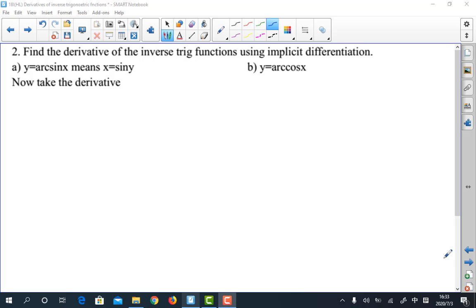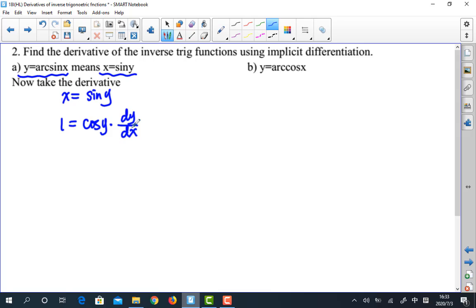Right now, we need to find the derivative of the inverse trig functions using implicit differentiation in section 2. Let's find the derivative of y equals arc sine x. So if I want to find its derivative, I need to change this one back to x equals sine y. Based on x equals sine y, I can apply implicit differentiation. Differentiate x is 1. Differentiate sine y should be cosine y times y prime, dy over dx. So dy over dx equals 1 over cosine y.